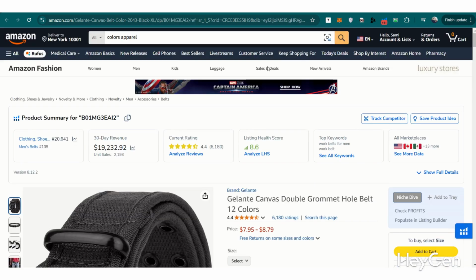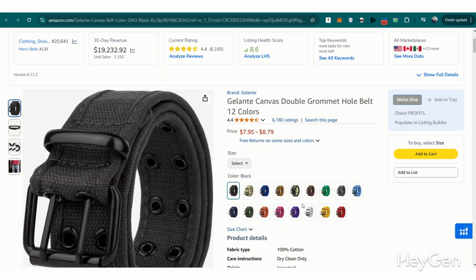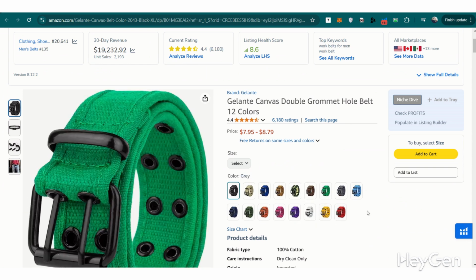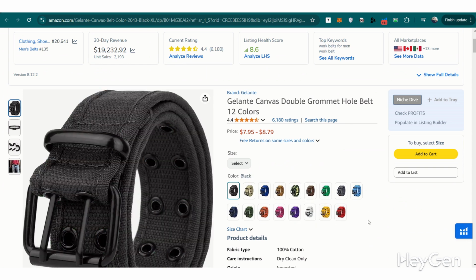Swatch images are another area where mistakes happen. Low-quality swatch images or unclear color representations can confuse customers. Clear, high-quality swatches that accurately show the product's colors can improve click-through rates and conversions.